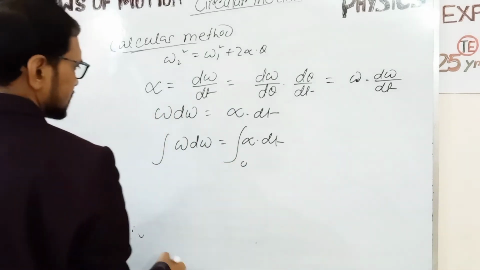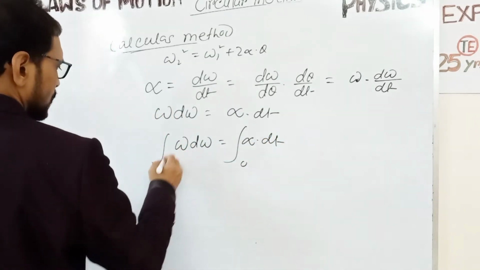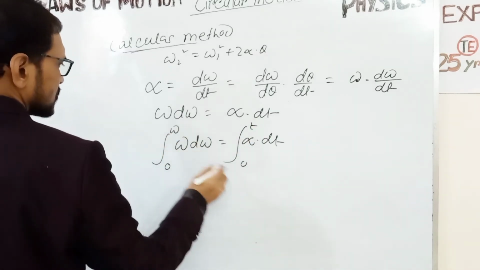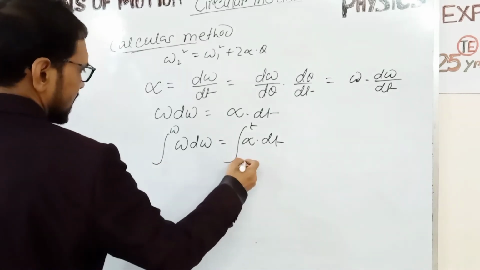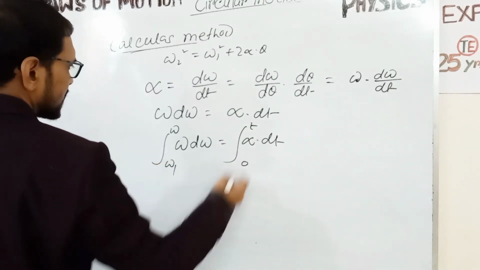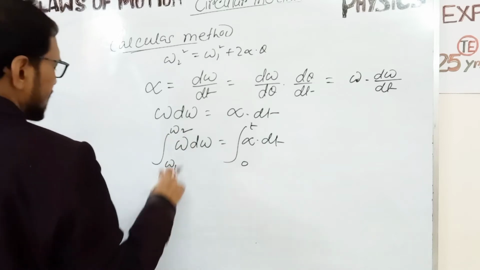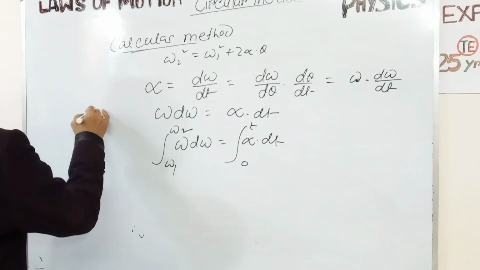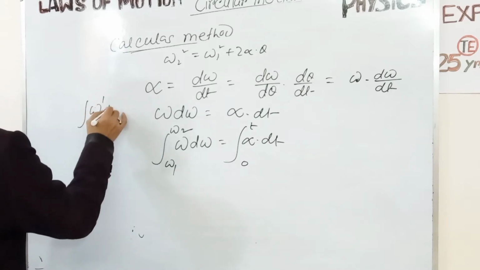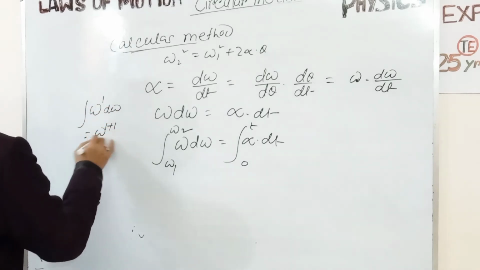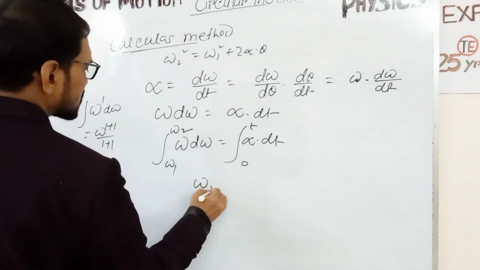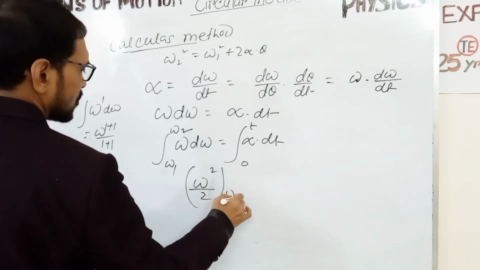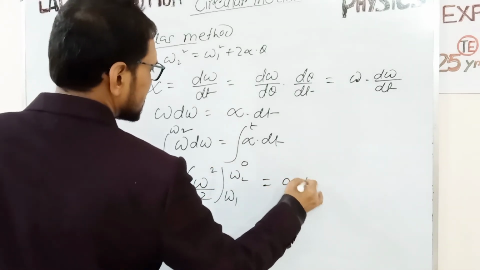Suppose at t equal to 0 the initial angular velocity is omega 1, and after t seconds the final angular velocity is omega 2. Now what is the integration of omega d omega? It is omega to the power 1 plus 1 by 1 plus 1. So this is omega square by 2 from omega 1 to omega 2, equal to alpha into t.